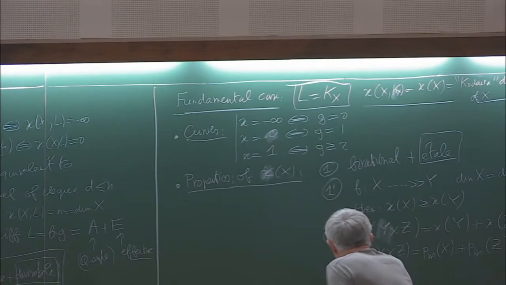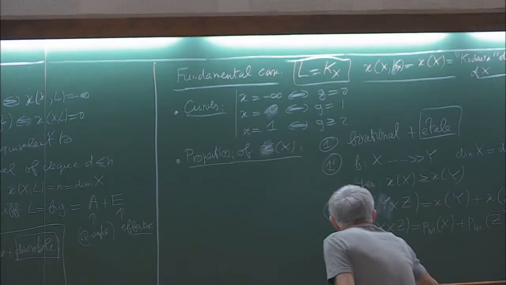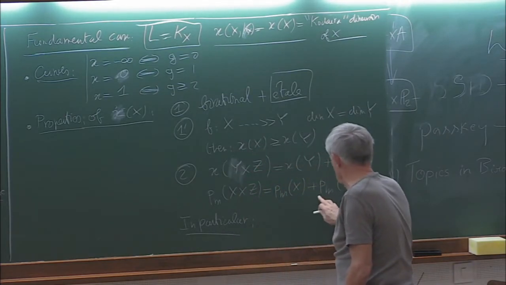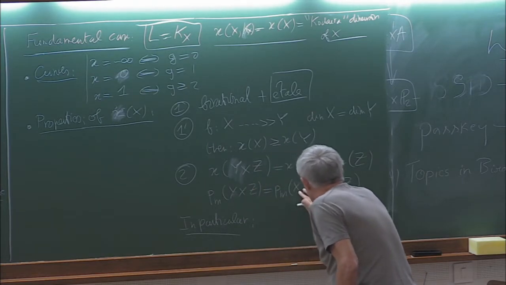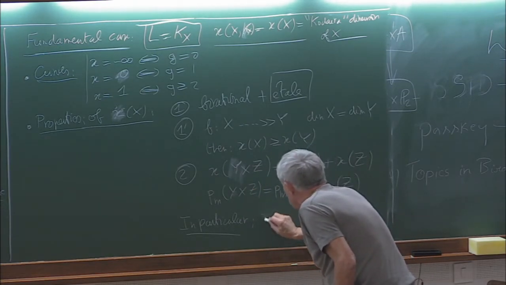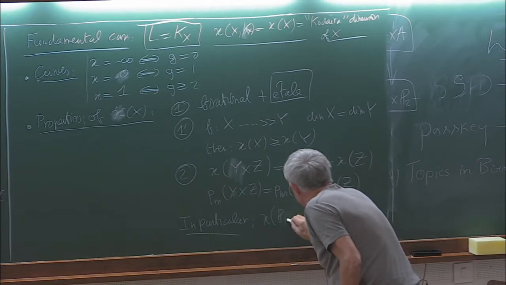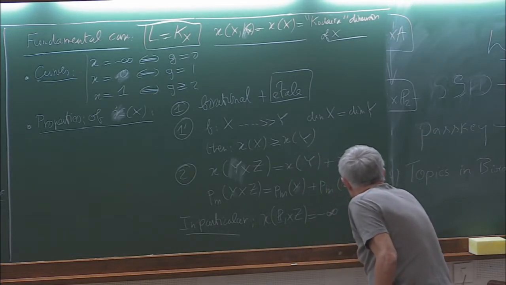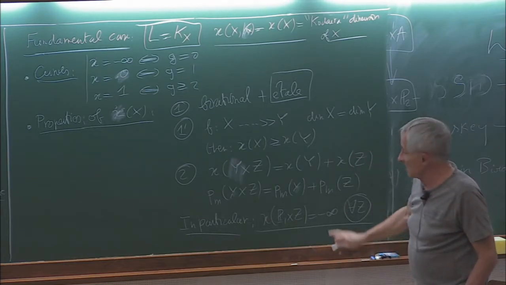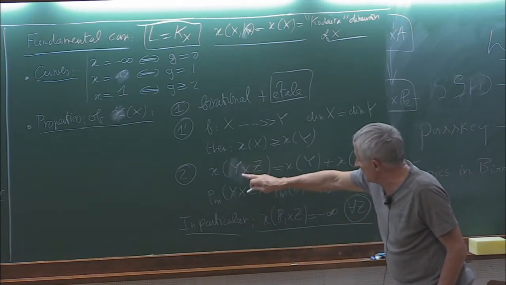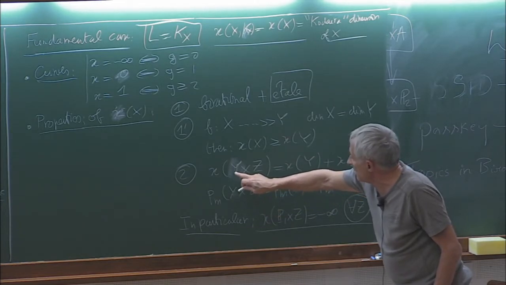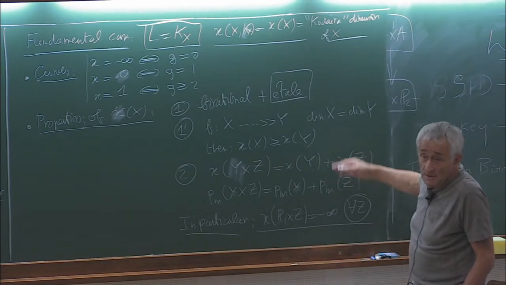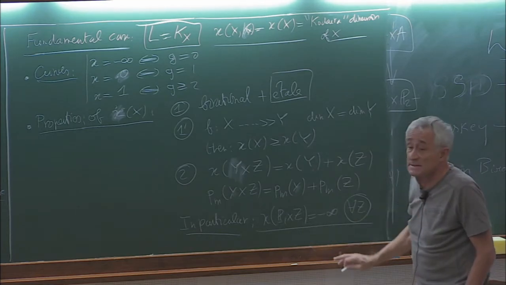And this is an important thing. In particular, we have kappa of P1 cross Z. This is minus infinity for any Z, because this will work also in this case. We will have kappa of P1, which is minus infinity, plus something, which is either minus infinity or finite. But this is minus infinity.